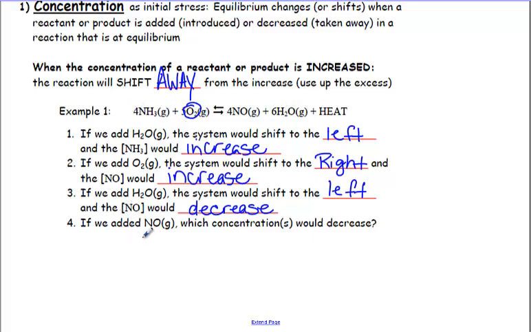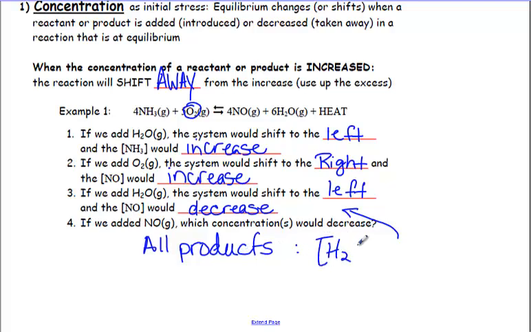So if we added NO, some more NO, so more product, which concentrations would decrease then? And you would use this concept here, okay, because it's going to shift to the left, and the only things that are going to decrease are all the products. And in this case, it's just water. Okay, so we'll write concentration of water. Now, in the previous lesson, I reminded you that brackets represent concentration. So when we use brackets around a chemical formula, it means the concentration of that particular substance.